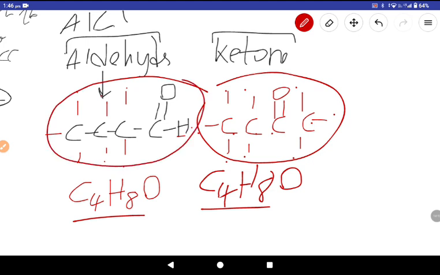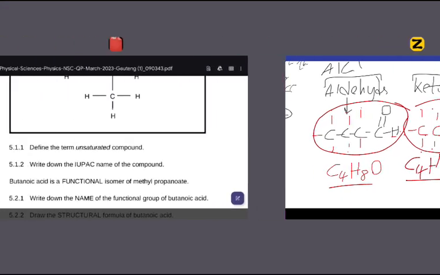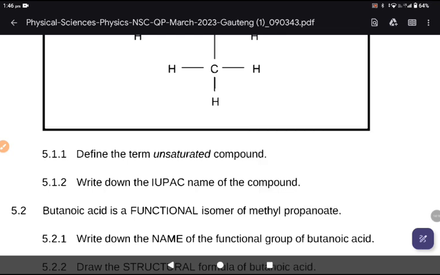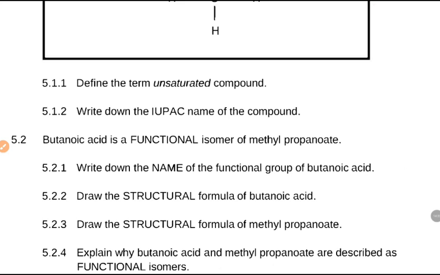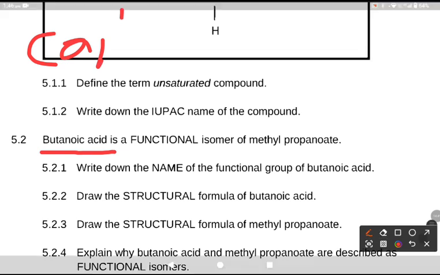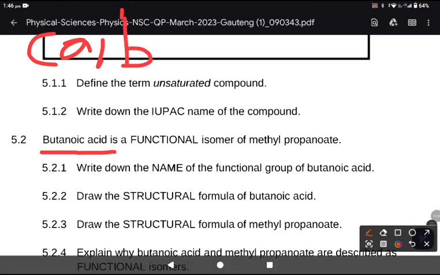So when we say to you, write down a functional isomer of methyl propanoate, or butanoic acid is a functional isomer of methyl propanoate, they are referring to carboxylic acid. So let's talk about the carboxylic acid, or carboxyl group.